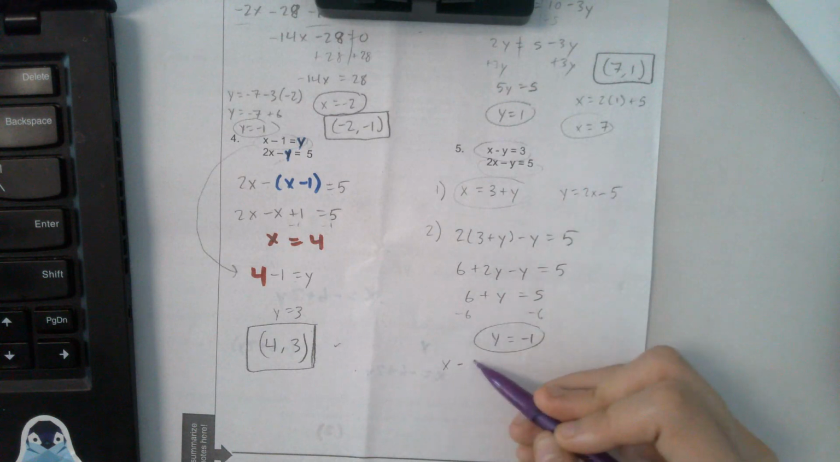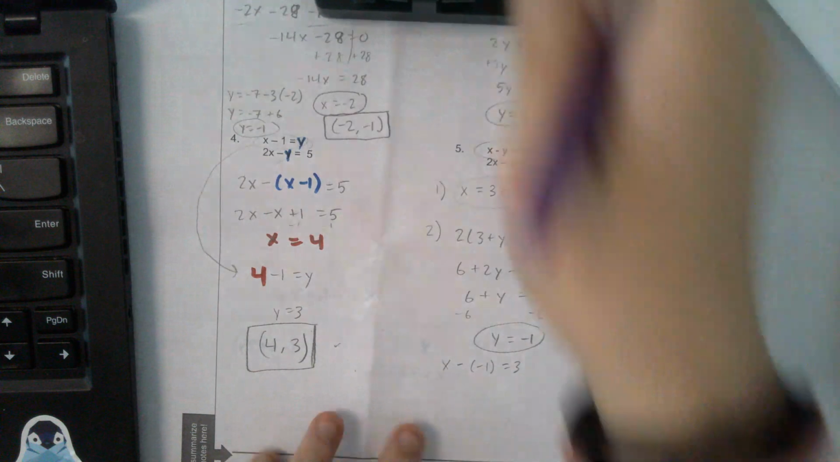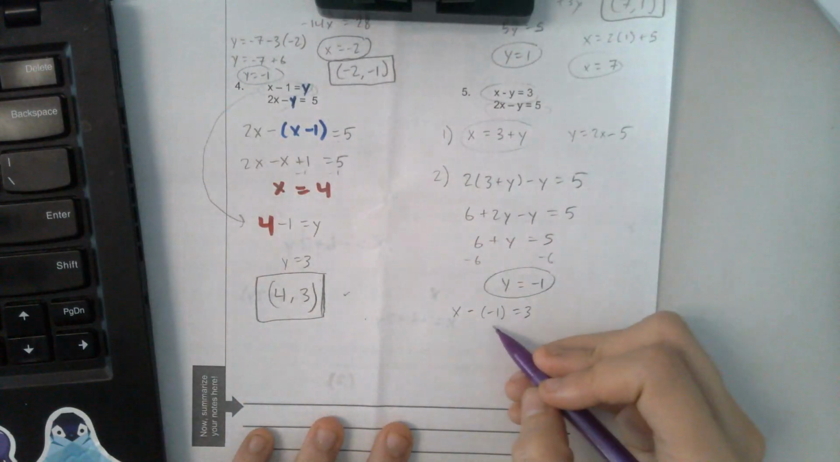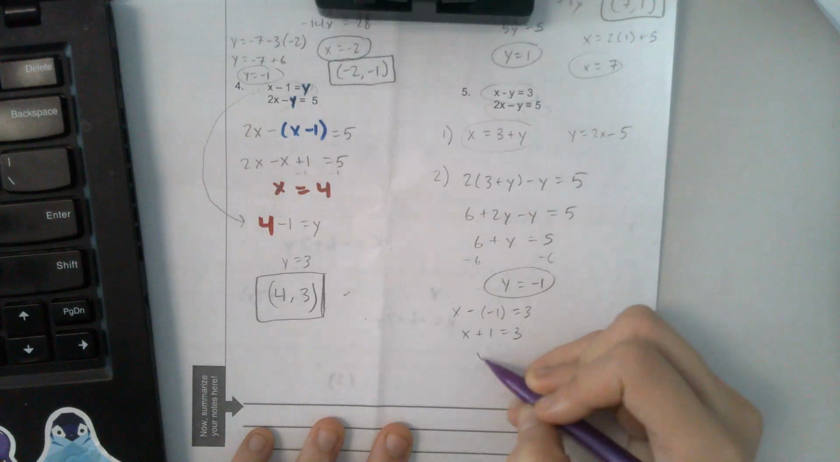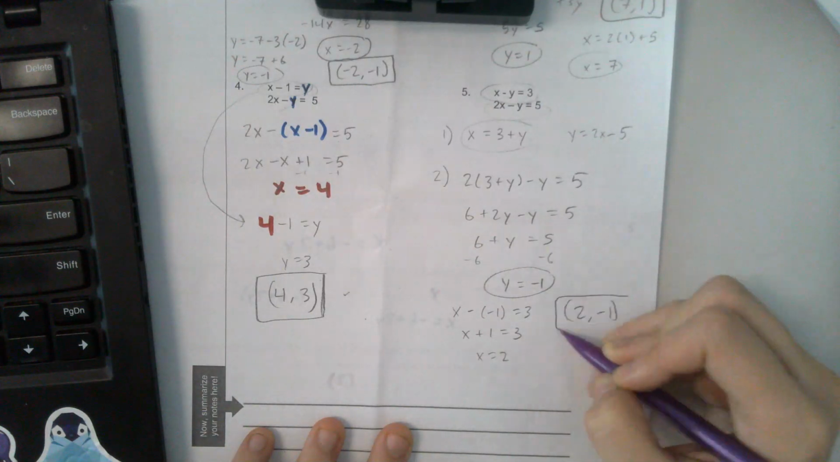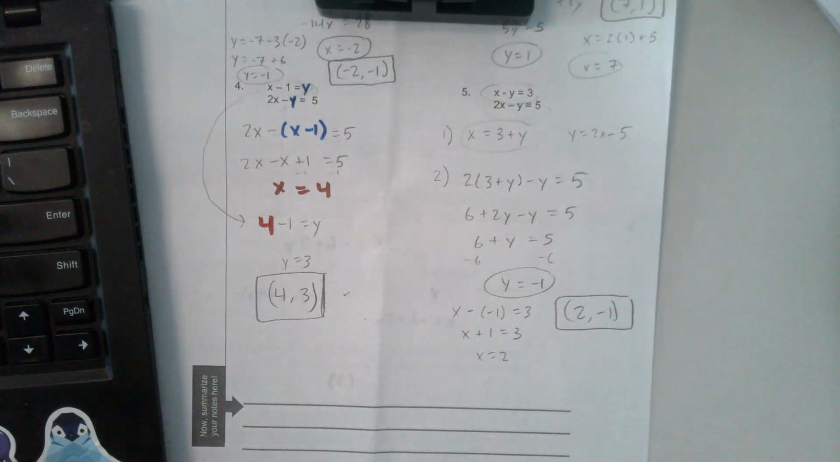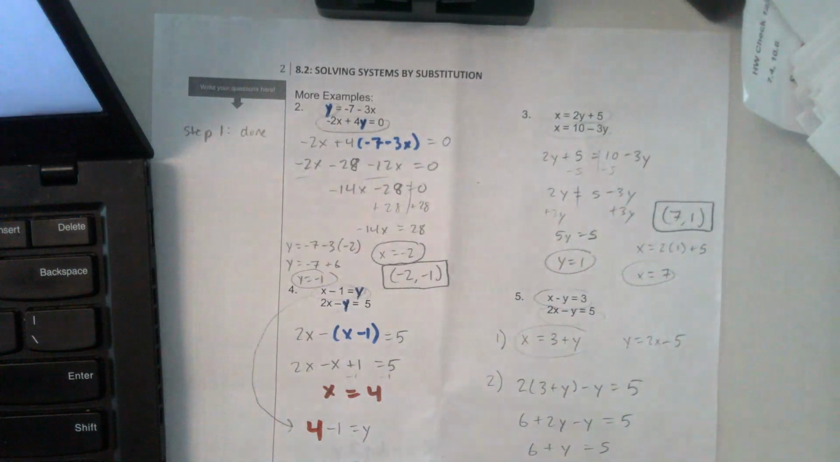So x minus negative 1 equals 3. Be very careful here because we have two negatives. So x plus 1 equals 3. So we have x equals 2. And our final point is 2, negative 1. All right, so that is it for solving systems by substitution. Hopefully the colors help.